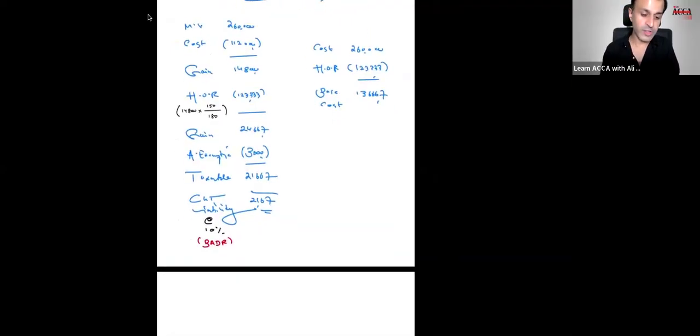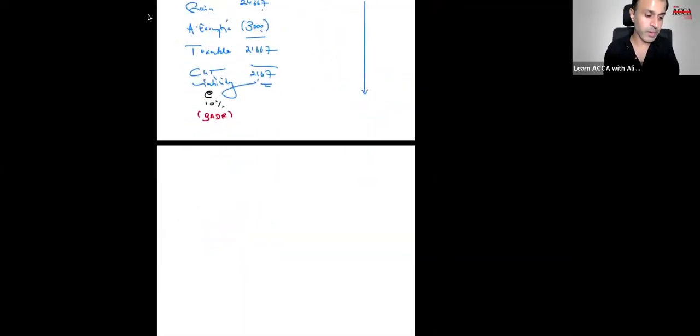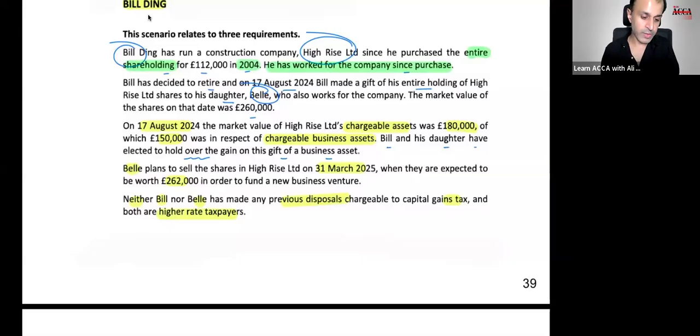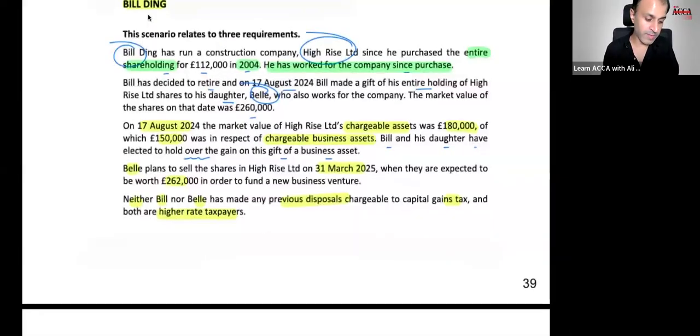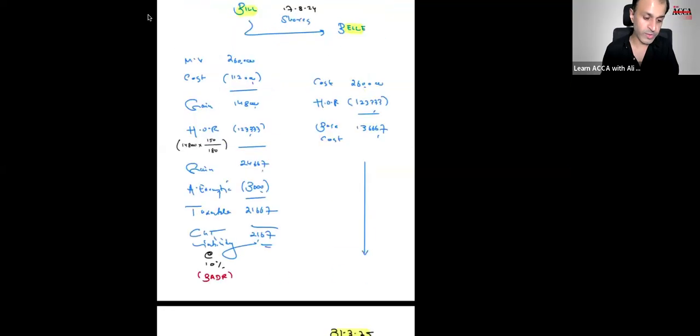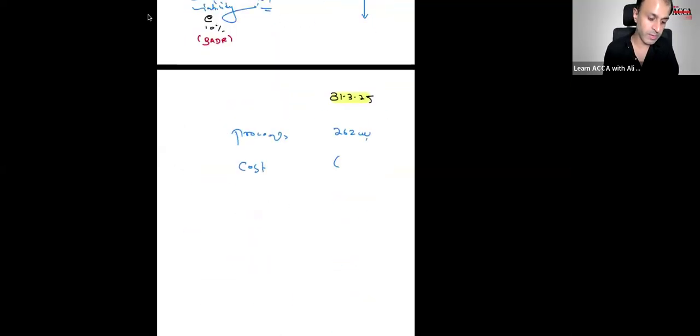Then Belle is going to sell these shares to someone. We will work this disposal on the next page at the top. She is planning to sell the shares on 31st of March 2025. The proceeds of the disposal are going to be 262,000, because that's the market value they're expecting to sell at. And the cost that she is going to use is the one that the record suggests, 136667. So this is the gain that we have ended up working out.